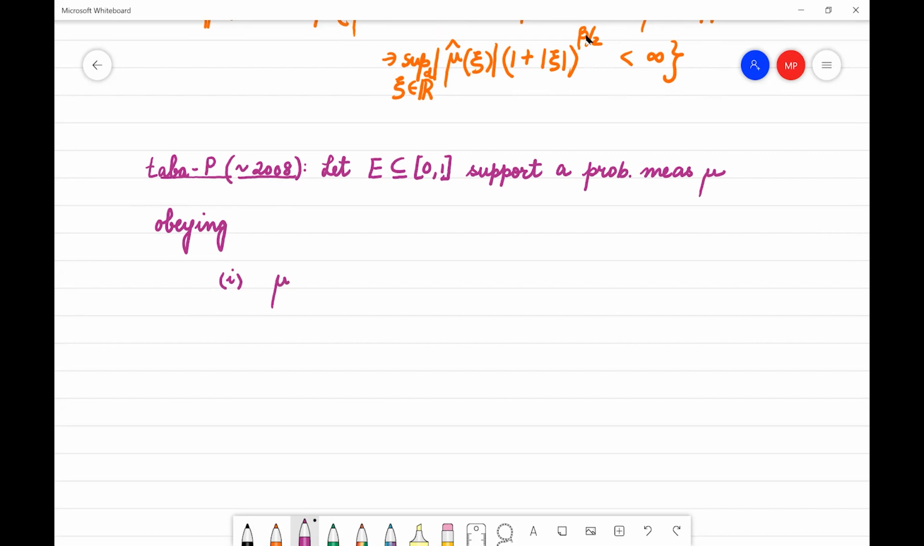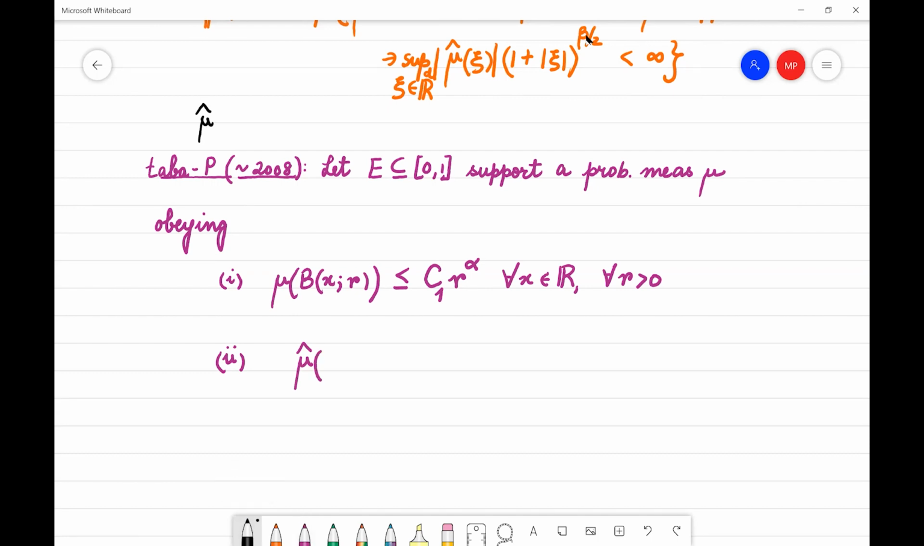The first one is that mu obeys a ball condition, and this should look familiar. And this is for all x in R, and for any radius. And number two, it has a Fourier decay condition. By the way, I omitted to tell you what the Fourier transform of mu is. I know this does not need an introduction for many of you in the audience, but just for the sake of completeness, this is what I mean. This is the Fourier transform of mu.